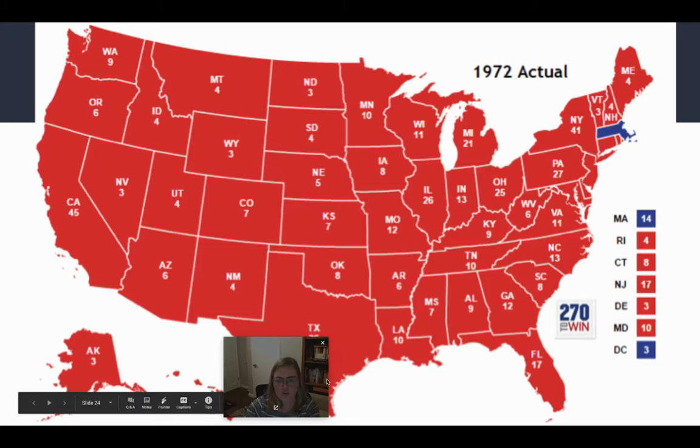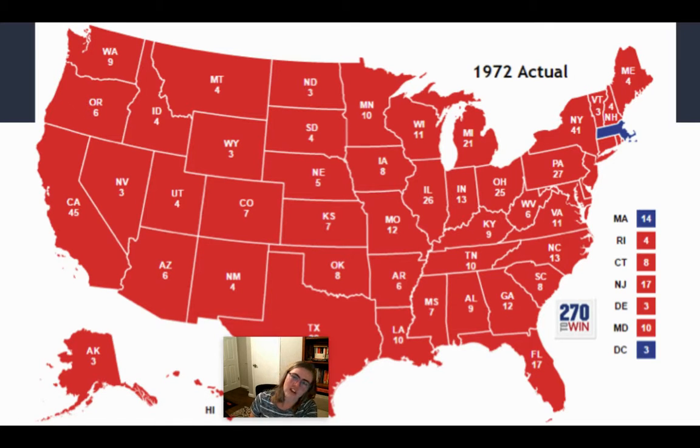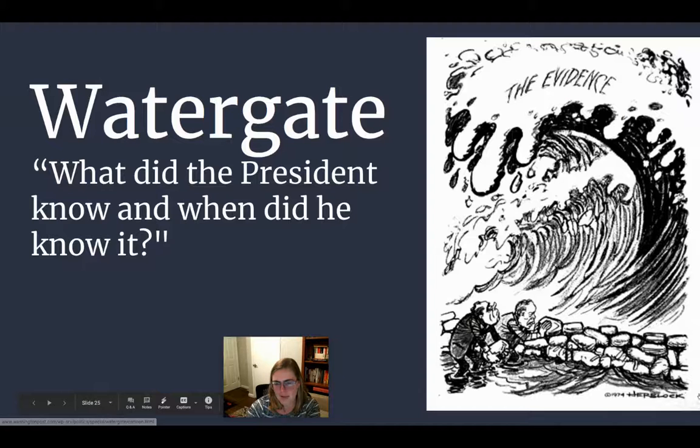All right, so this is the actual electoral map from 1972. It is actually not the most lopsided election. We will get one more in the 1980s that is even more lopsided than this by a single electoral vote. But essentially, Nixon wins in a landslide. He only loses Massachusetts and D.C., which is an incredible thing because one of the things that starts coming out right before this is the details of Watergate.